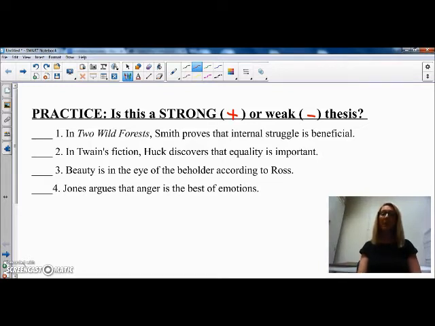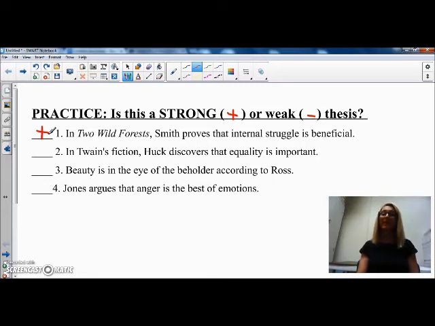Number 1, in 2 Wild Forests, Smith proves that internal struggle is beneficial. Take 3 seconds. Think to yourself, is it strong or weak, positive or minus? If you marked a positive, you are correct. This is a strong thesis statement for many reasons. We know the book title, we know the author, those are both used concisely, which works well.